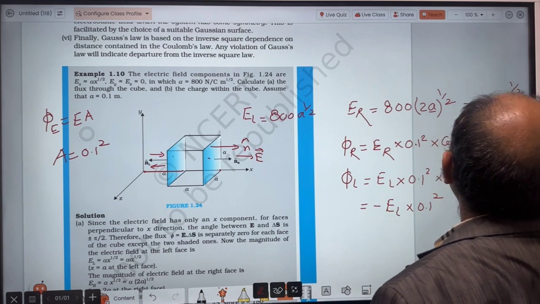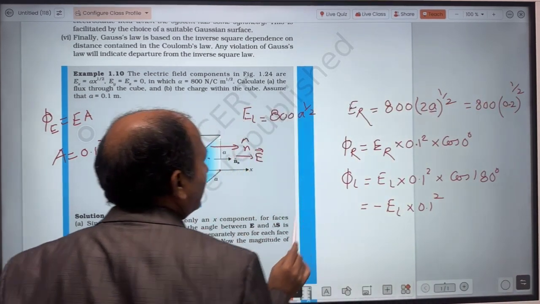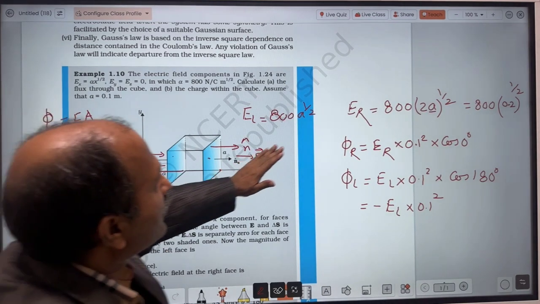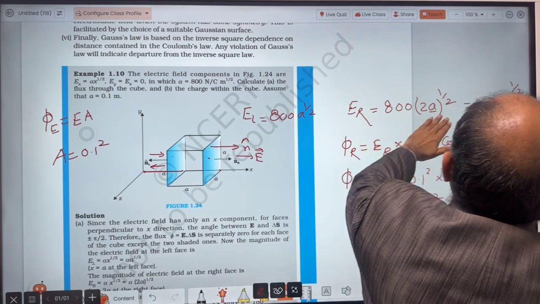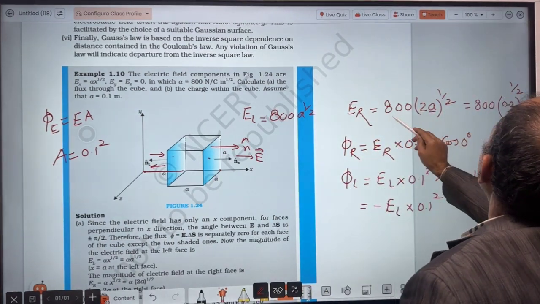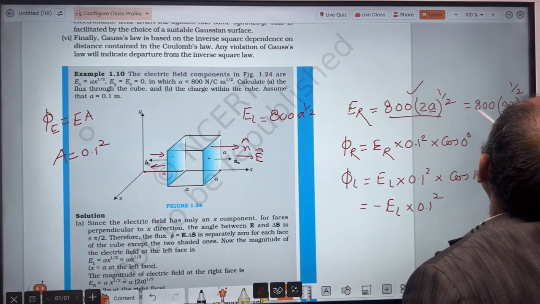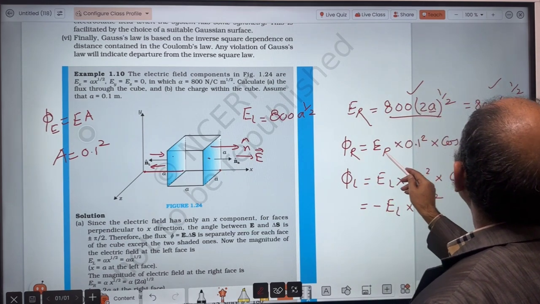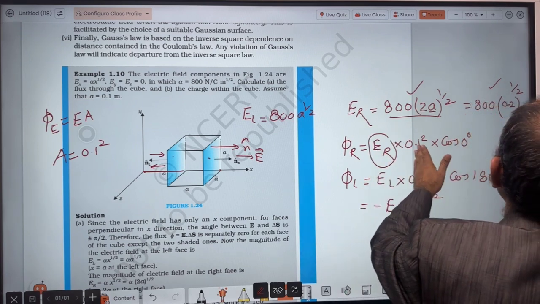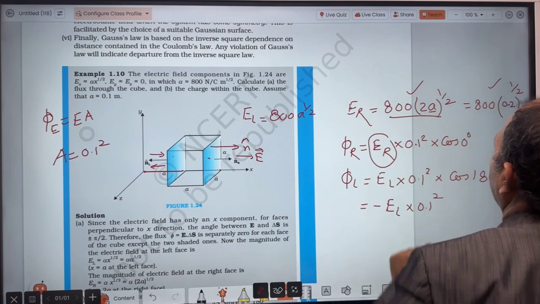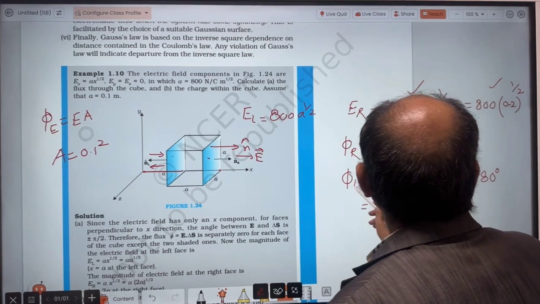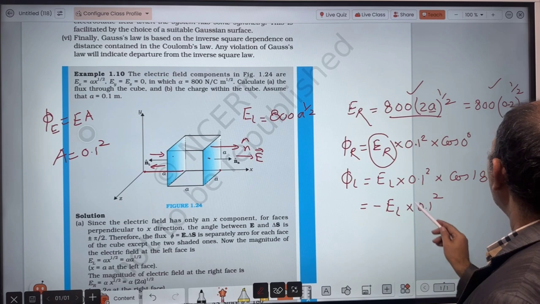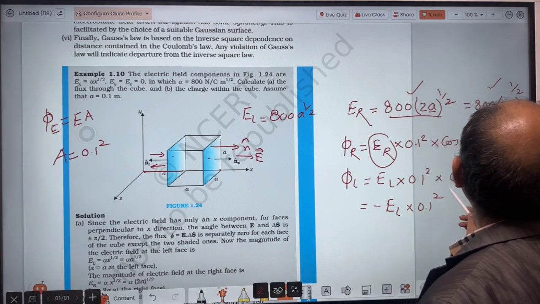And here also, I think there is slight confusion in writing, so I am just clearing it. So this is E, this is just the value of E, and 2A. So this is correct, and this is phi R, so electric field on right side, and then 0.1 square into cos 0 degree, that is correct. There is nothing wrong. And here phi L equal to EL into 0.1 square into cos 180 degree, nothing is wrong, right? Up to here you have understood.